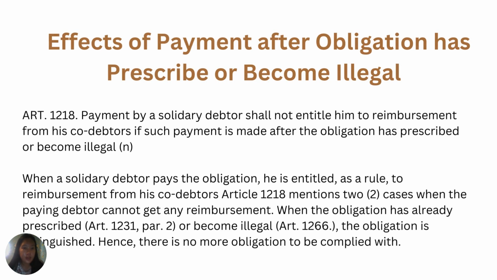So we have the prescribed periods of action. By prescription, one acquires ownership and other rights through the lapse of time in the manner and under the conditions laid down by law. In the same way, rights and actions are lost by prescription. The following actions must be brought within 10 years from the time the right of action occurs: number one, upon a written contract; second, upon an obligation created by law; third, upon a judgment.